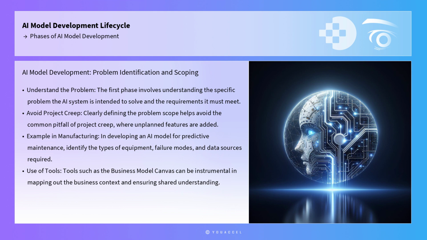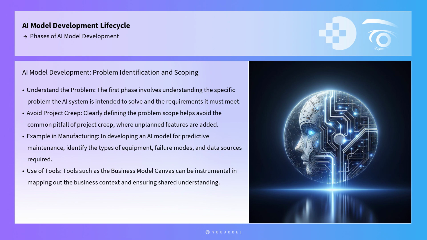The first phase in AI model development is problem identification and scoping. This phase involves understanding the specific problem the AI system is intended to solve and the requirements it must meet. Clearly defining the problem's scope helps avoid the common pitfall of project creep, where unplanned features are added, leading to increased complexity and resource allocation.